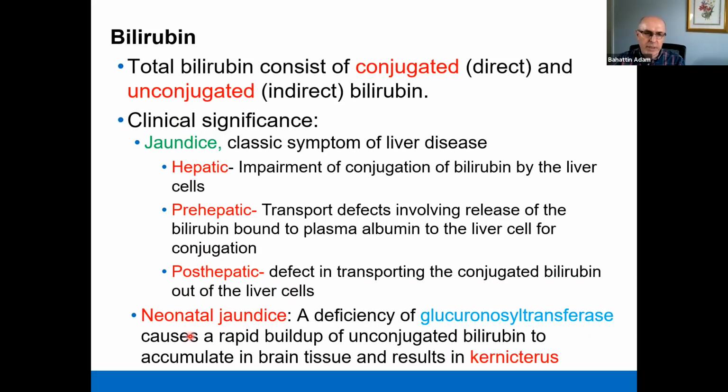Okay, we also have neonatal jaundice. A deficiency of the glucuronyl transferase enzyme, which conjugates bilirubin, causes a rapid buildup of unconjugated bilirubin to accumulate in brain tissue and result in kernicterus. Okay, this is life-threatening, so we need to treat it as quickly as possible.